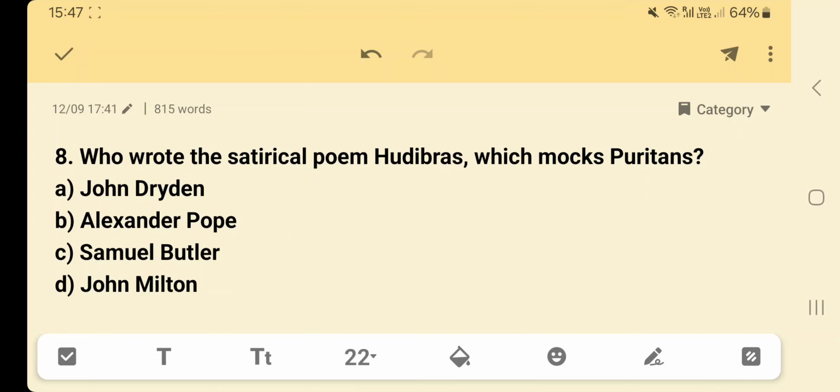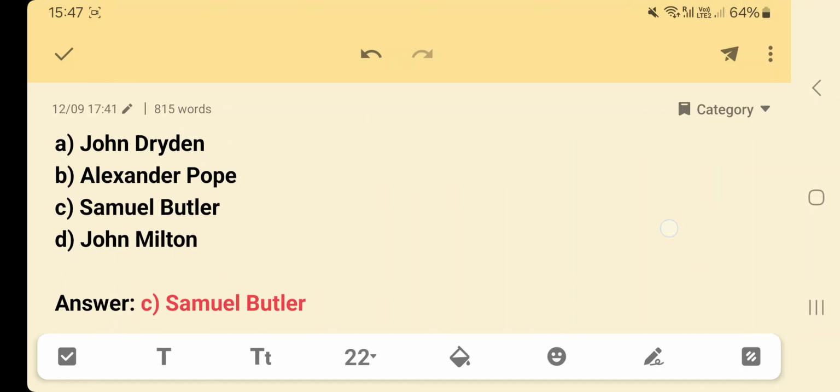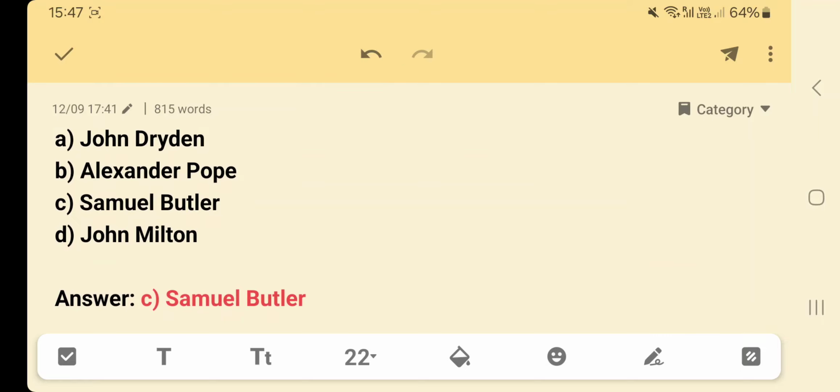Who wrote the satirical poem Hudibras, which mocks Puritans? Option A, John Dryden. Option B, Alexander Pope. Option C, Samuel Butler. Option D, John Milton. Answer: option C, Samuel Butler.